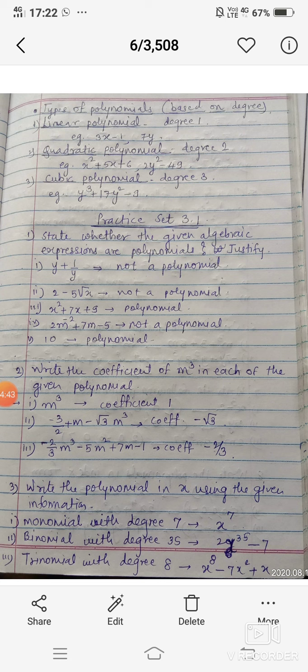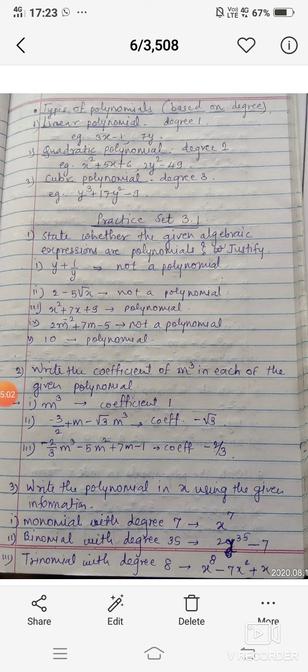Next question, write the coefficient of m cube in the given examples. First is m cube, so the coefficient is 1. In the second, the coefficient of m cube is minus root 3. And in the third example, the coefficient of m cube is minus 2 upon 3.